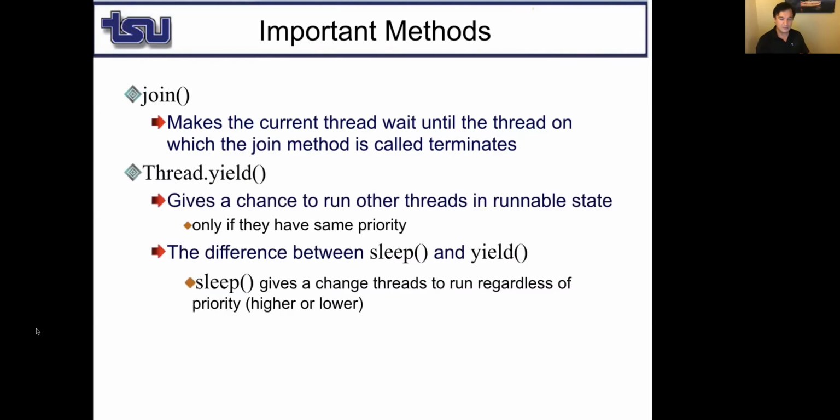Yield is another method. That's a static method. It gives a chance to run other threads in the runnable state, only if they have the same priority. Assume that there are multiple threads in the runnable state, and when you do yield, the currently running thread will stop and give a chance to the other threads of the same priority in the runnable state. The difference between sleep and yield: sleep gives a chance to threads to run regardless of their priority. You can pick whichever thread that you want, but yield only yields to the threads of the same priority.